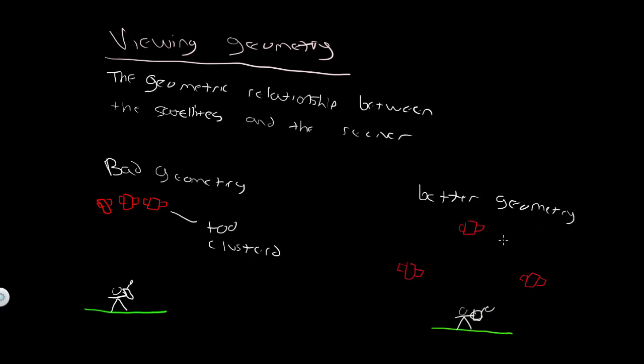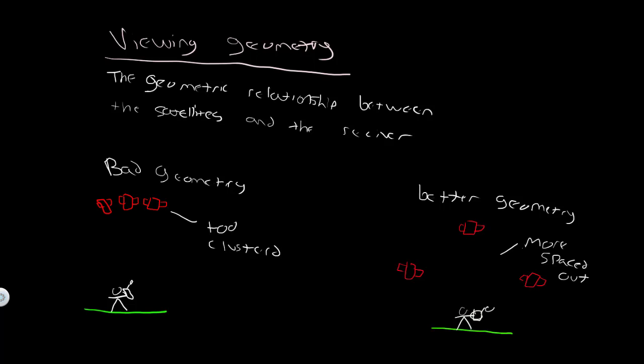Because the satellites in this case are more spread out, more spaced out. So again, in both cases, the viewing geometry is this relationship between the receiver and the satellites. In this case, they're all at a very narrow angle. Here, you have a couple that are at a more shallow angle and a couple that are at a more steep angle relative to the receiver. So viewing geometry is just this relationship geometrically between the receiver and the satellites.